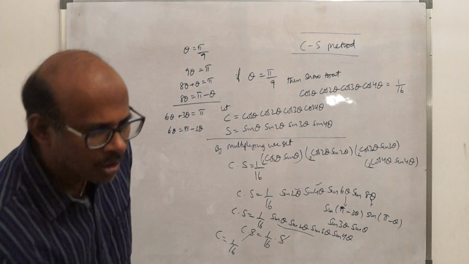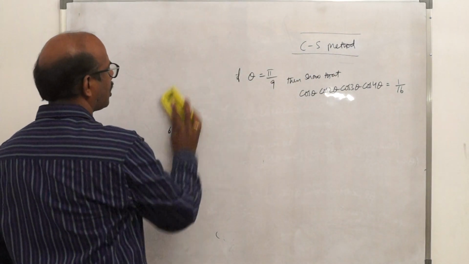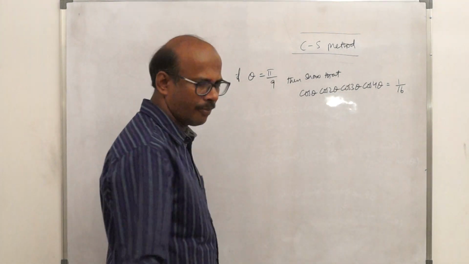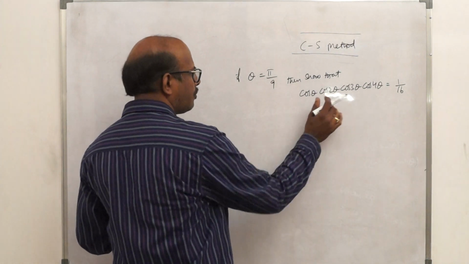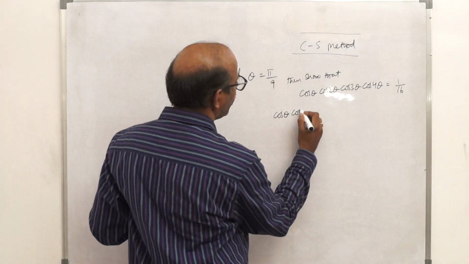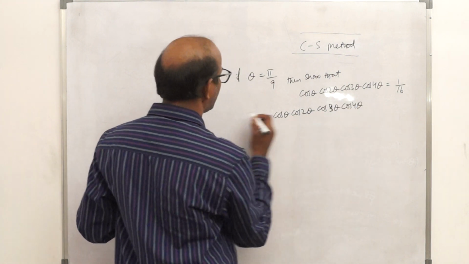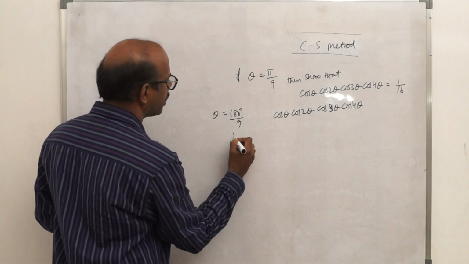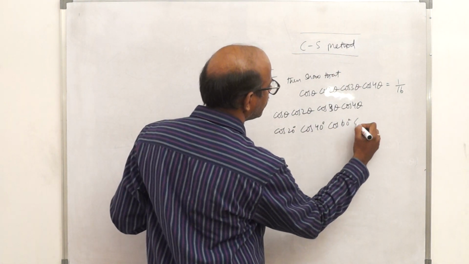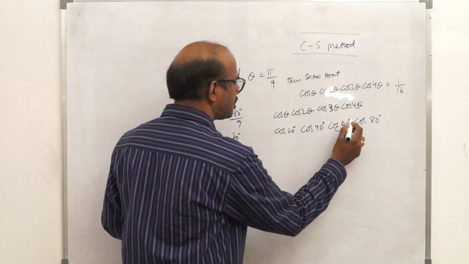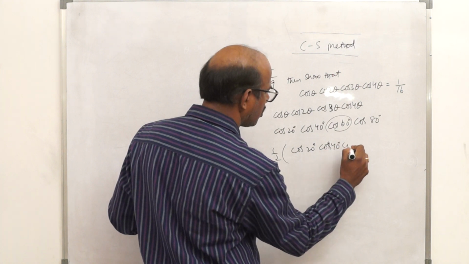If I go by an alternative method for the same problem, concentrate. My point is to get rid of this simplification, so I go by another alternative method. Cos theta, cos 2 theta, cos 3 theta, cos 4 theta. As theta is 180 by 9, 20 degrees, it will be 20, 40, 60, 80. Now cos 60 is standard, 1 by 2. Now cos 20, cos 40 and cos 80.